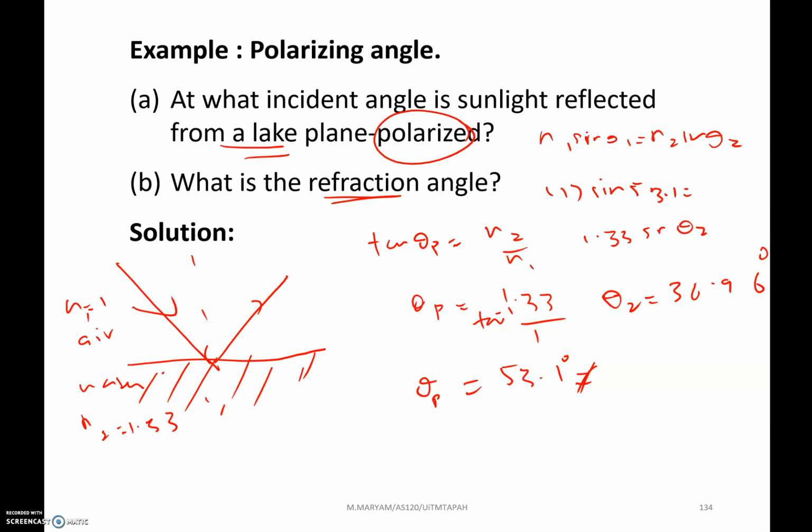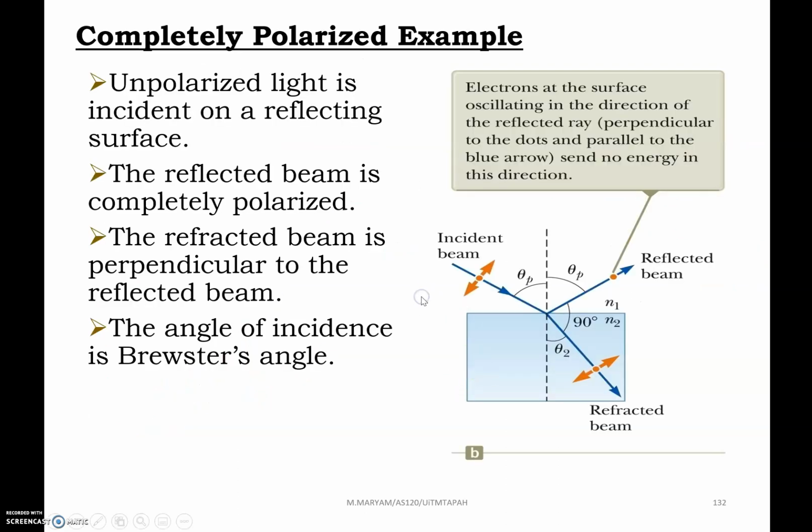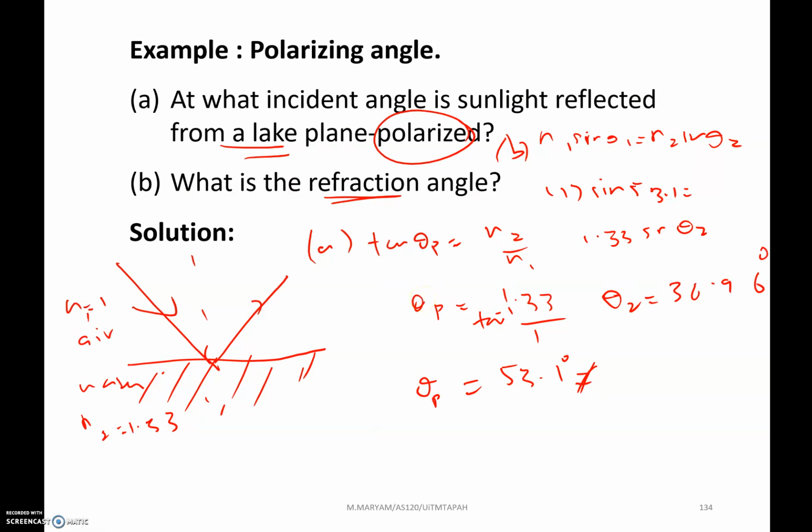Now, how do we know this is completely polarized? How do I prove that this light is completely polarized? We've mentioned before that if light hits a non-metallic surface, usually it is completely polarized. So we've gotten the incident angle, or Brewster's angle, of 53.1 degrees, and also the refraction angle of 36.9. Here, theta p is equivalent to 53.1, and the refracted angle towards the normal is 36.9 degrees. Remember, if it is completely polarized, the angle between the reflected and refracted ray should be 90 degrees.